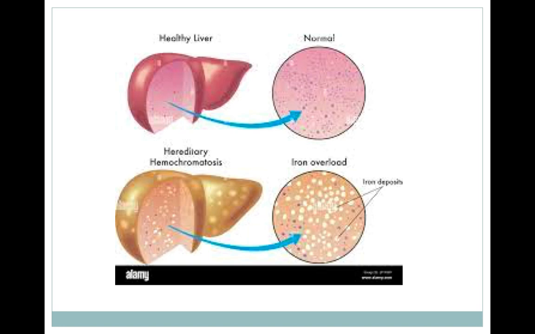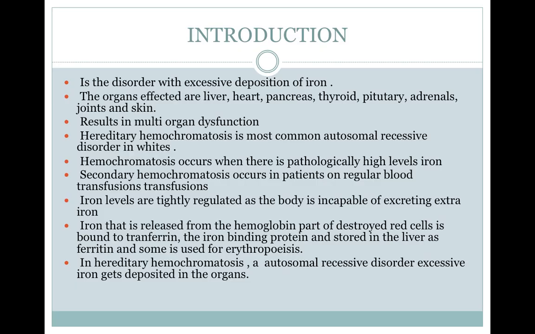So, my dear students, you must be interested to know what is hemochromatosis, what are the types of hemochromatosis, how do they manifest, how to make the laboratory evaluation and treat them effectively. As I told you, hereditary hemochromatosis is the disorder with excessive iron. Iron is commonly deposited in the liver, heart, pancreas, thyroid, pituitary, and adrenal glands. It is also deposited excessively in the joints, causing chronic arthropathy, and in the skin.